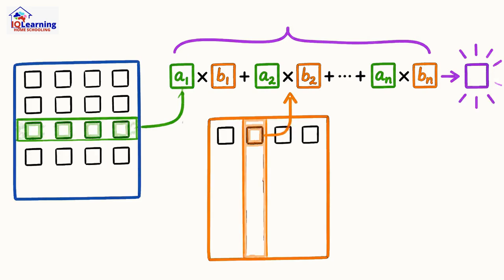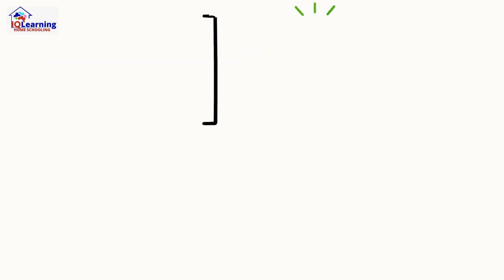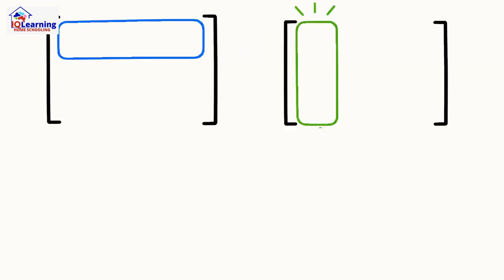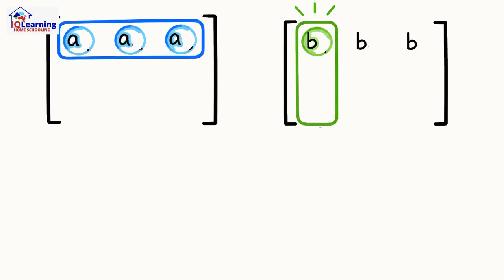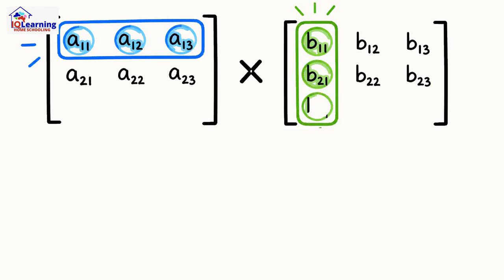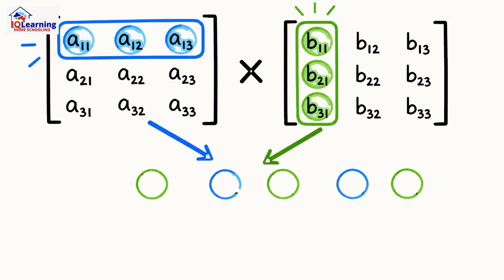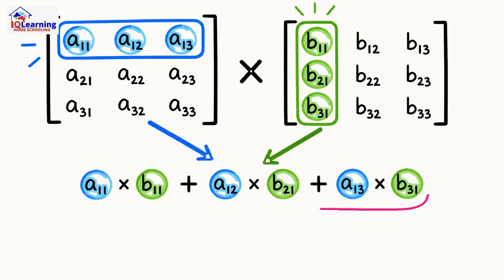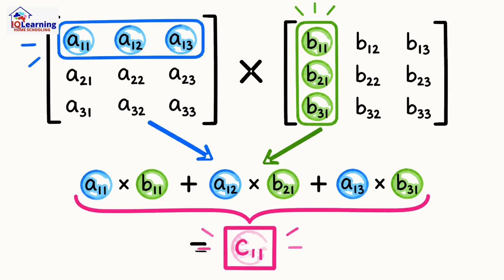You don't just multiply matching numbers. Instead, you take an entire row from the first matrix and a column from the second, multiply their corresponding elements together, and then add it all up to get a single number in your new matrix. It's a dance of rows against columns.